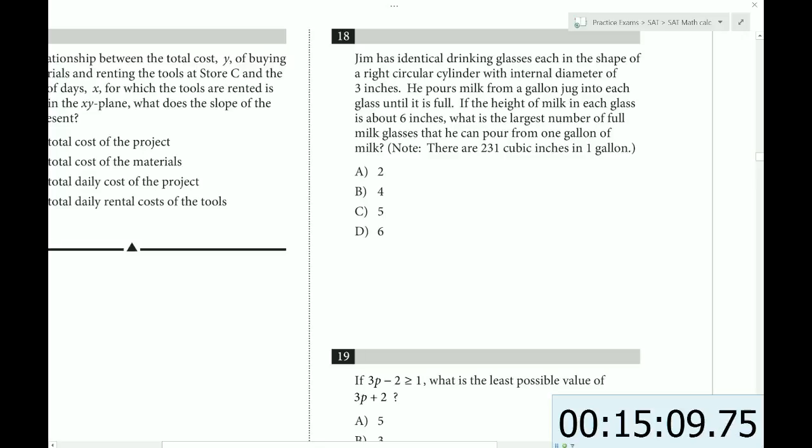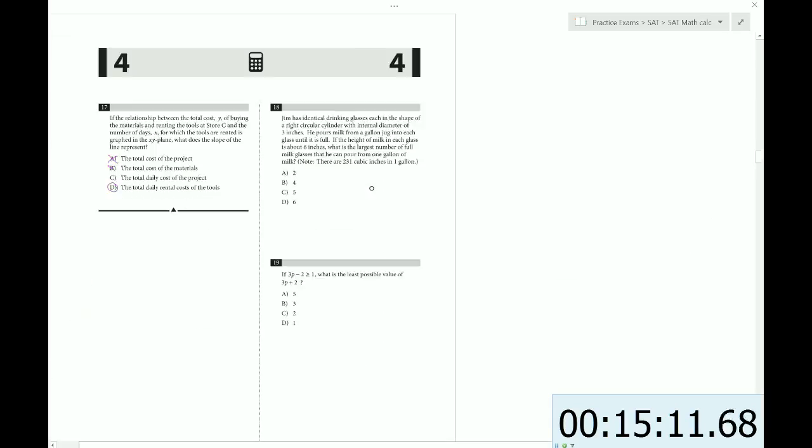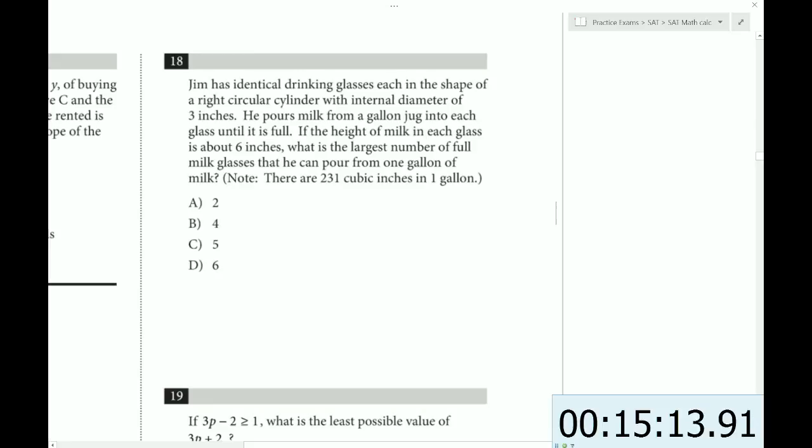Question 18. Jim has identical drinking glasses, each in the shape of a right circular cylinder with internal diameter of 3 inches. Okay, so we have a cylinder, right? And the diameter is 3 inches, so the radius of that cylinder would be 1.5 inches, half of the diameter. He pours milk from a gallon jug into each glass until it's full. If the height of the milk in each glass is about 6 inches, all right, so the height is 6.